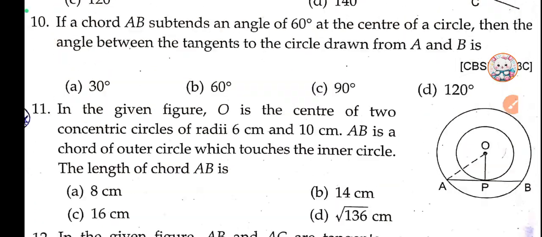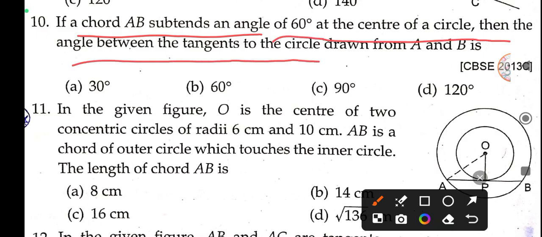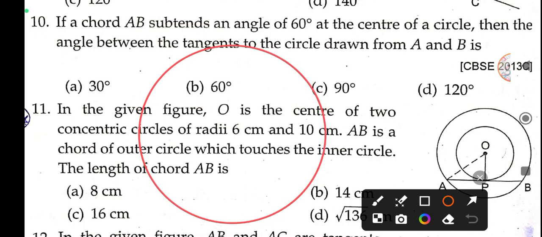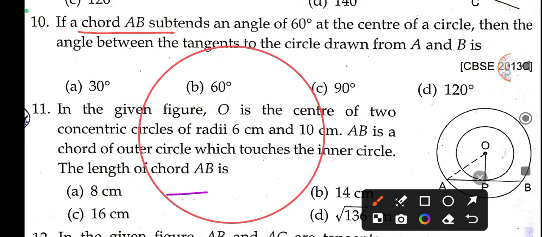Let's proceed further. This question says that if a chord AB subtends an angle of 60 degrees at the center of a circle, then find the angle between the tangents to the circle drawn from it. Not getting it? Leave it. Let's break the question and see. What does this say? If a chord AB, let's draw any chord as AB. Let me change the paint color. So here we have a chord AB.